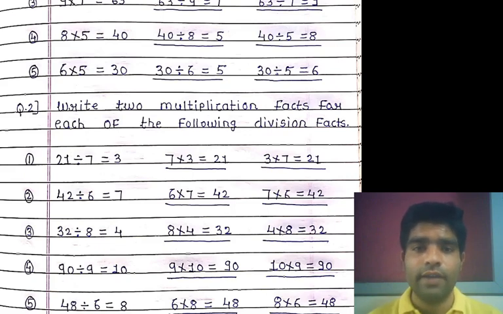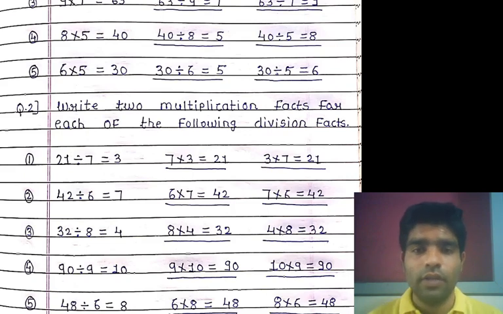Here it will be 7 multiplied by 3 is equal to what? 21. Same, we have to solve 3 multiplied by 7 is equal to what? 21 is the first one. Next, we have to solve 42 divided by 6 is equal to what? 7, because 6 sevens are 42.